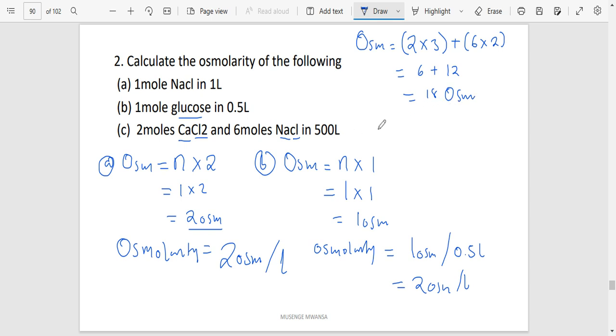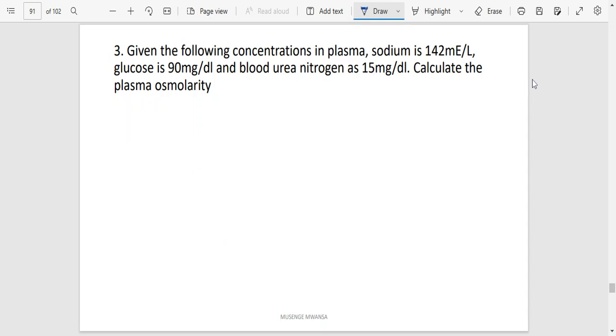And then we can calculate now the osmolarity, which is simply the number of osmoles divided by the volume. And the volume, that is 500 liters. 18 divided by 500. This is going to give us 0.036 osmol per liter. So that is it also for this one.